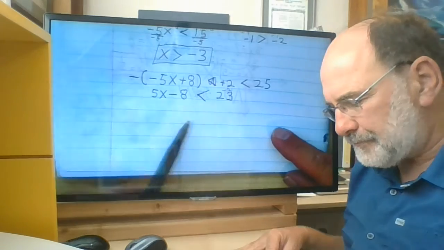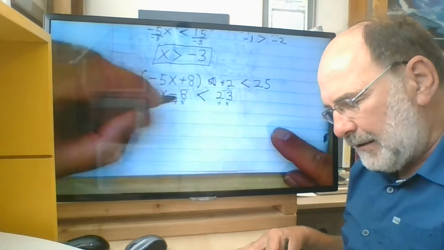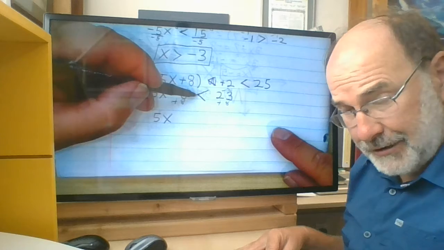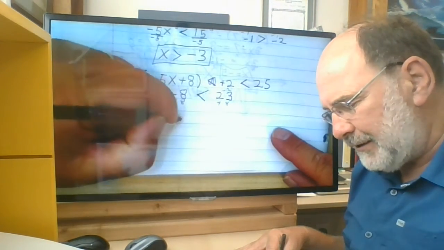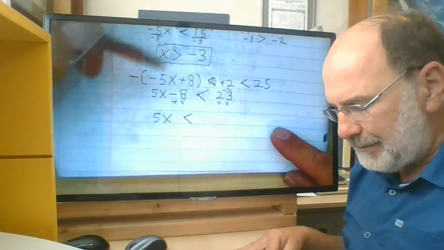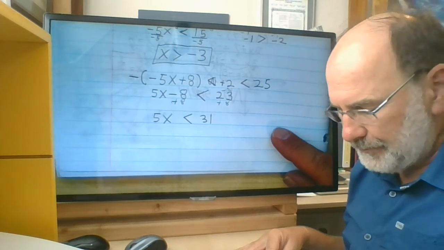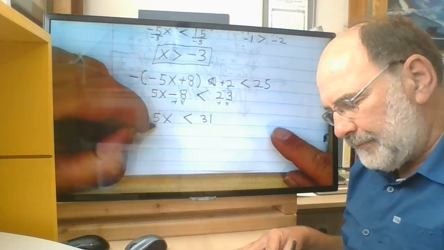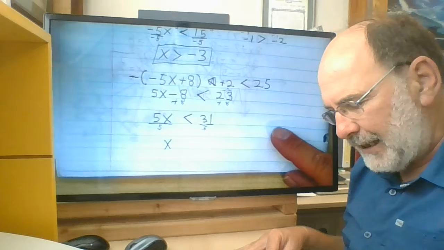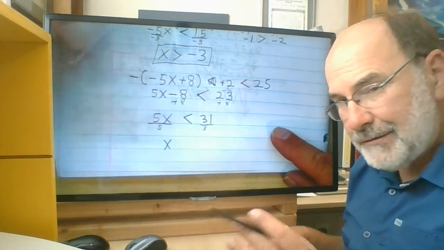Next step, I would personally add 8 to both sides. On the left, I have 5x. Again, addition and subtraction doesn't change the orientation of the inequality, so it is strictly less than. And now I go 23 plus 8 is 31. Next step, I would divide both sides by 5. On the left, I have x. Now I'm dividing by a positive number, so the inequality doesn't change.